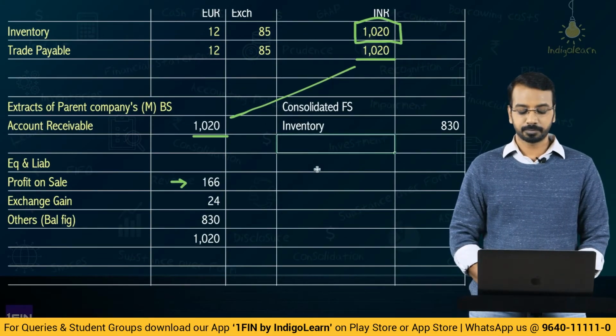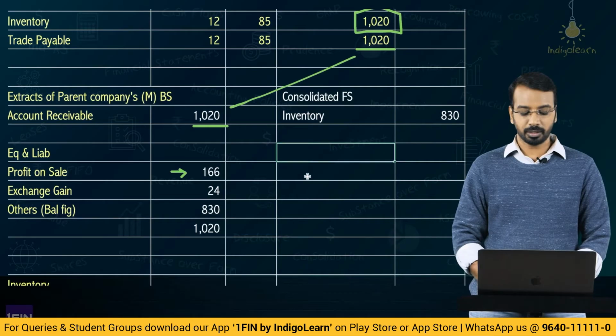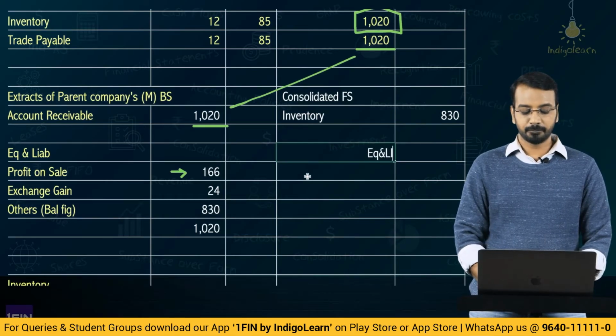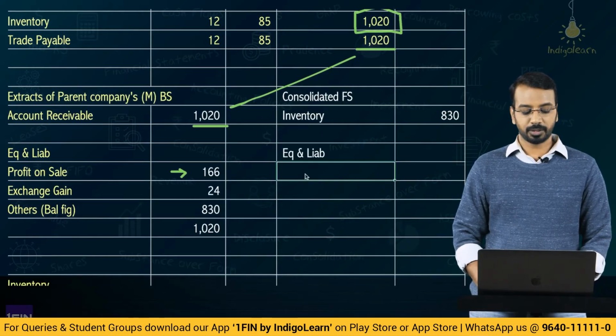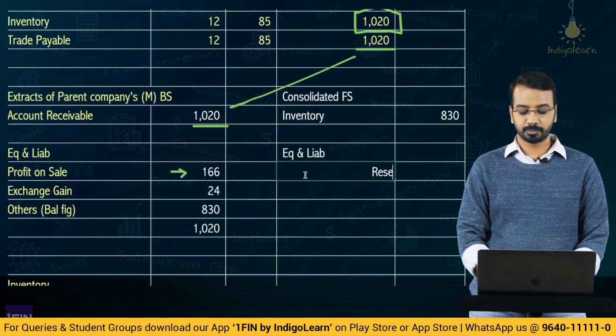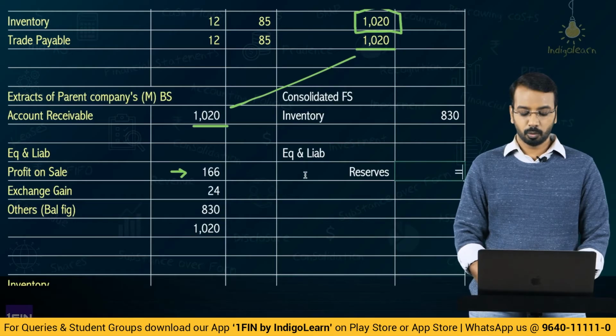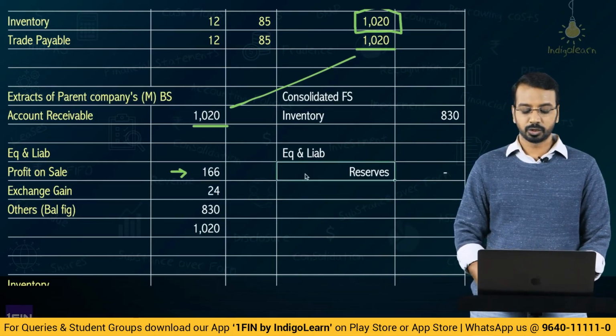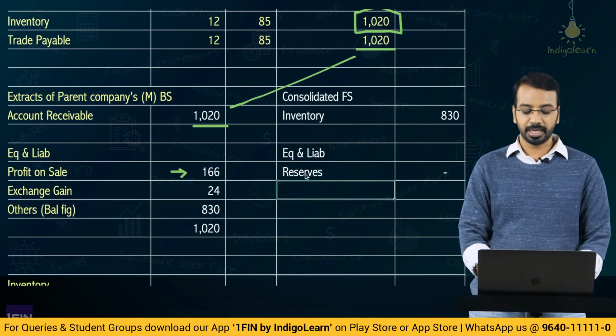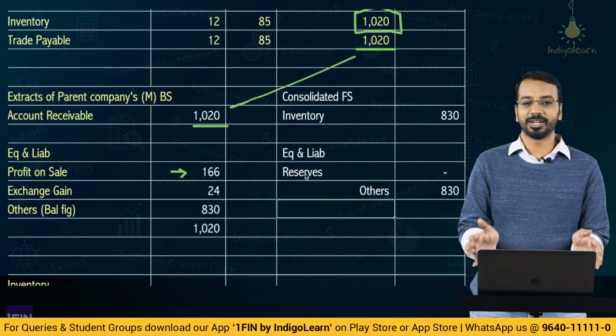So, that impact will be there on equity and liability. On the liability side, you will have the impact on reserves, whatever you had, 166 plus 24, the entire amount will be set off by 190, so this actually becomes 0. Then others, you will have it as 830, and the consolidated balance sheet tallies.